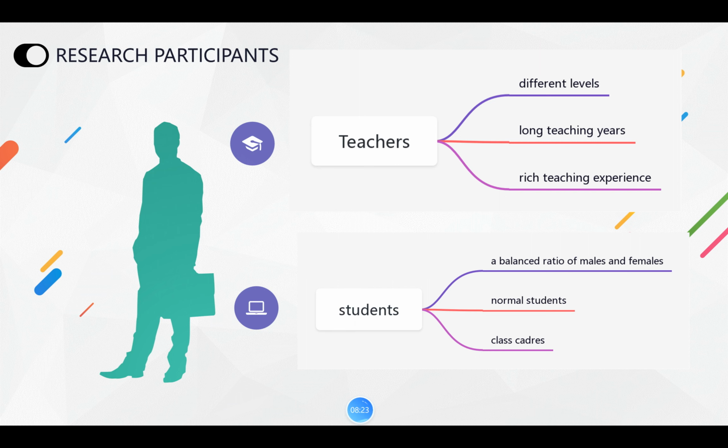Second, also on a voluntary basis, the students taught by the interviewed teachers were selected. The interviewed students had a balanced ratio of males and females. Both normal students and class cadres were involved.